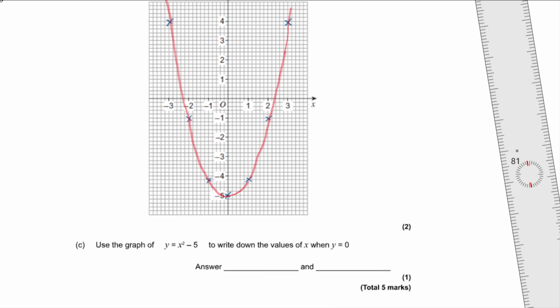Then part C says use a graph of y equals x squared minus 5 to write down the values of x when y is 0. Y is 0 is actually the x-axis, isn't it? That's the line y is equal to 0. So where does this graph pass through the x-axis? It passes through the x-axis here, and here. So I just need to write those two points down. So one seems to be at about -2.4, and on the other side it's symmetrical, so it's going to be 2.4.